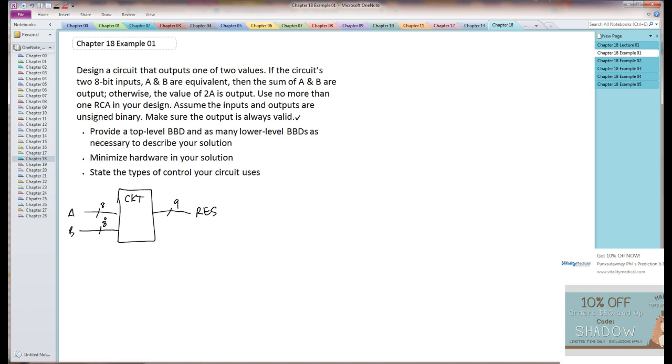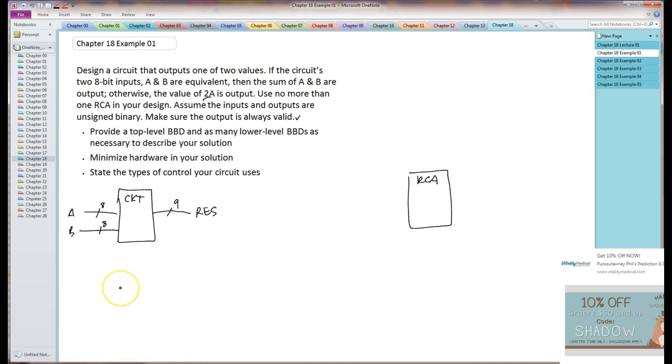Next step in the solution is to take an inventory of the modules that our circuit will need. And so what do we see here? It's either adding a plus b or doing some type of multiplication. By the way, the multiplication we don't know how to do, but we're going to accomplish this by essentially adding a value to itself twice. That's going to give us the 2a. So we need a ripple carry adder in this thing. Use no more than one RCA in your design. Okay, there's the one RCA.